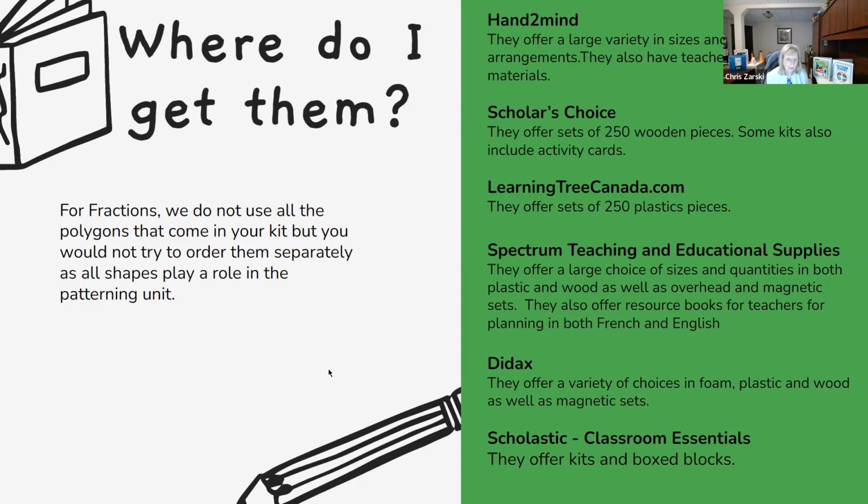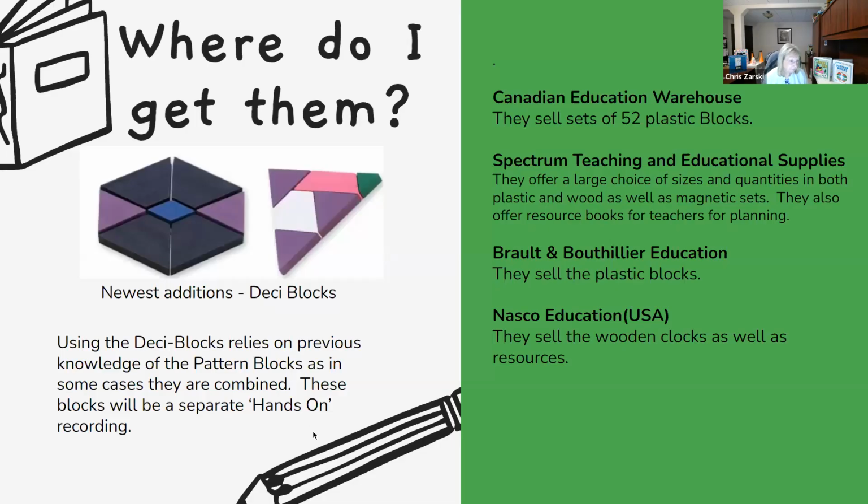So you just kind of have to look around. They might be sitting on a shelf someplace where you have manipulatives and people aren't using them, and it's just sitting there waiting for you to grab it.